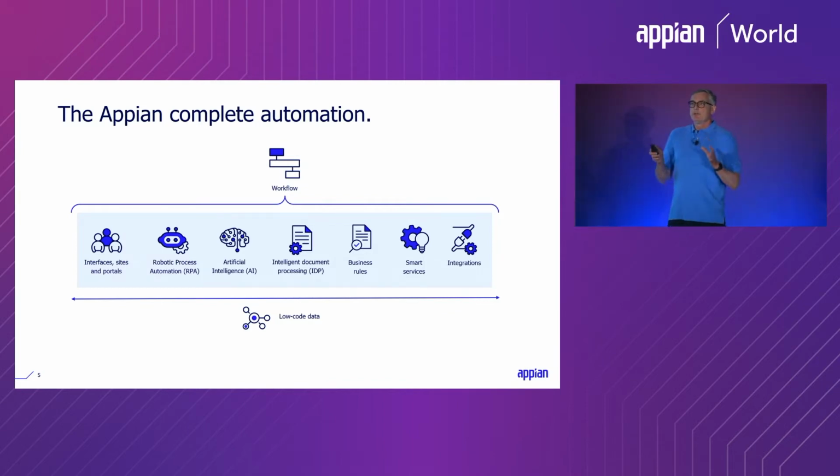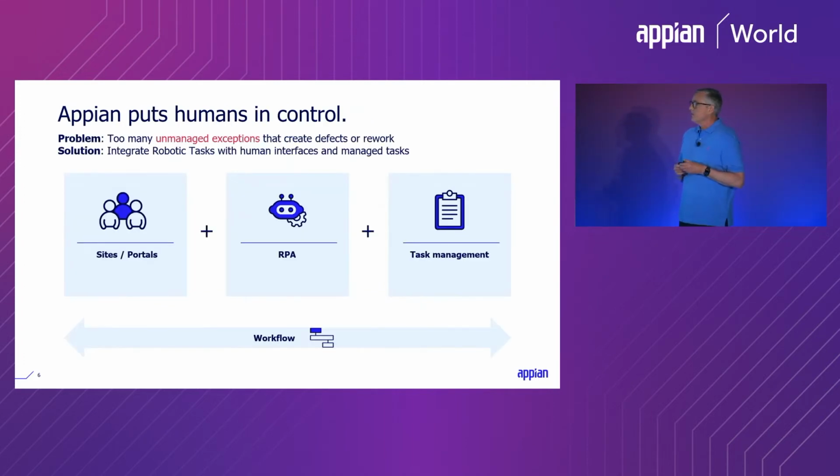So I'm going to share with you three strategies to think about when you're approaching complete automation in Appian. We'll look at three specific problems and solutions and the strategies that you can use, hopefully to give you a little bit of guidance on thinking about some of these complete automation capabilities whenever you're building an automation solution. The first is plan for humans in control of the process right from the start.